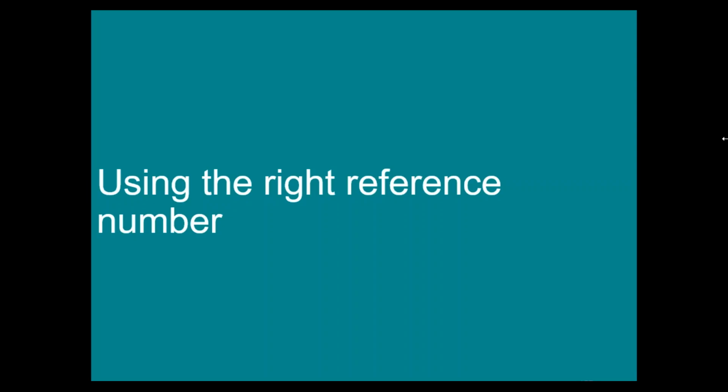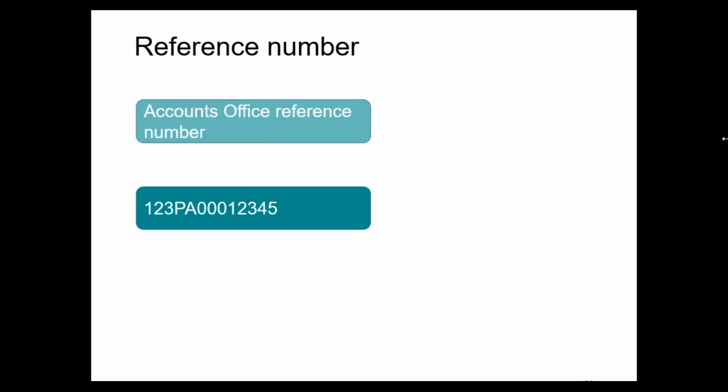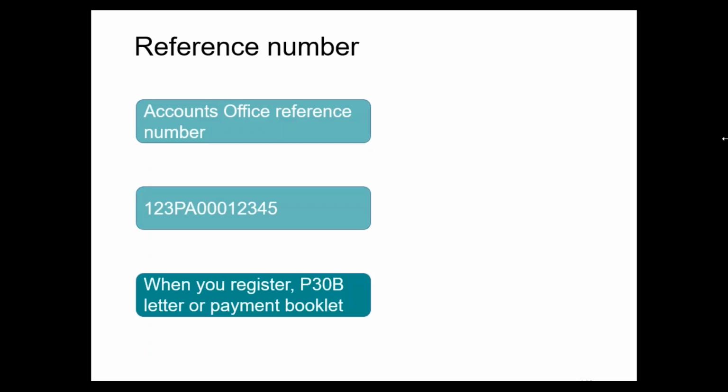Now, whenever you make a payment to HMRC, it's important to use the correct reference number. The reference number you should use is your Accounts Office reference number. It's 13 digits long and is a combination of letters and numbers, and it will look something like this. HMRC will send this to you when you're registered as an employer. You can also find it on the P30B letter called Paying Pay-as-you-earn Electronically, which HMRC send out at the beginning of the tax year. Or you'll find it on the front of your PAYE payment booklet if you have one.